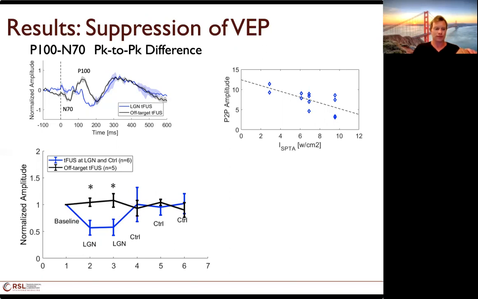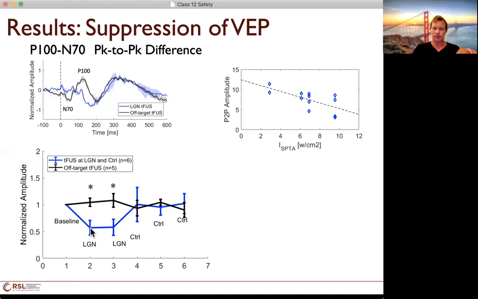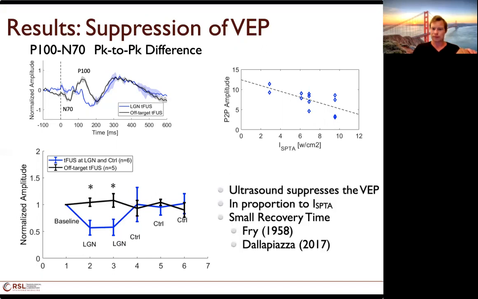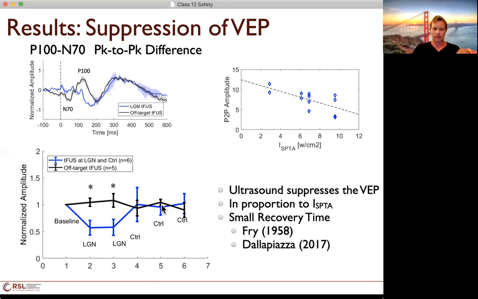Mm-hmm. So that's really it. Just the fact that this was showing us that there was a suppression of the visually evoked potential. And that's exactly what Fry saw. So it was great. We saw what he saw. It gives us a little bit more information. We were able to see that it came back again in the control at that period.